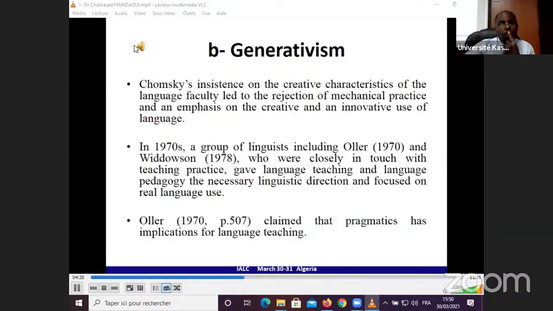As an illustration, Euler claimed that pragmatics had implications for language teaching. Through my personal experience in English teaching and learning, I noticed that having some knowledge of pragmatics can help us teach or learn English accurately and explain complex phenomena clearly, and thus make students have a profound insight into the nature of language.